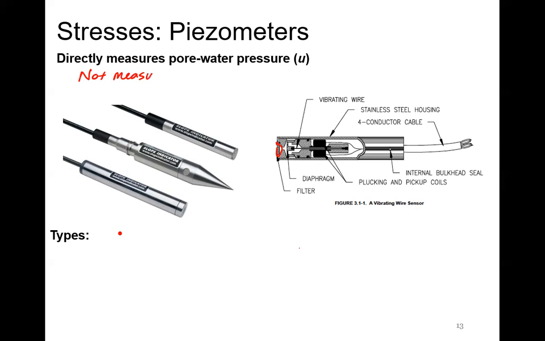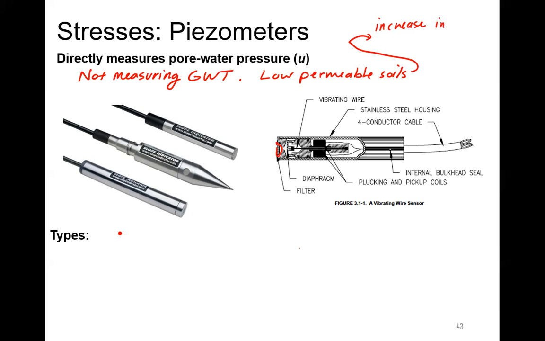the groundwater table. GWT, that's groundwater table, just so I don't have to write the whole word out. So for low permeable soils, which are usually the ones we care about here, like clays and even organics, what we'll see is there is an increase in U when loaded. So U is our pore water pressure.